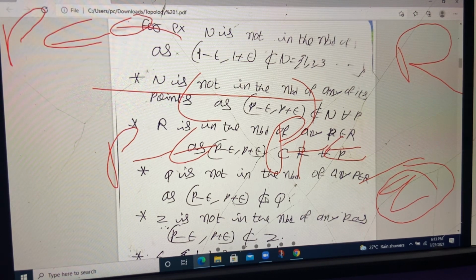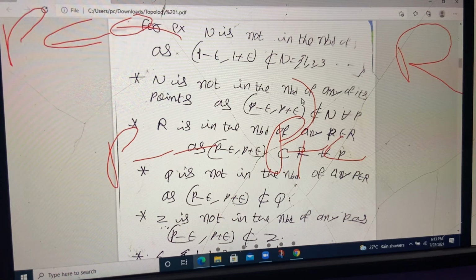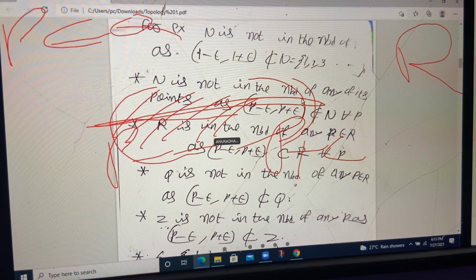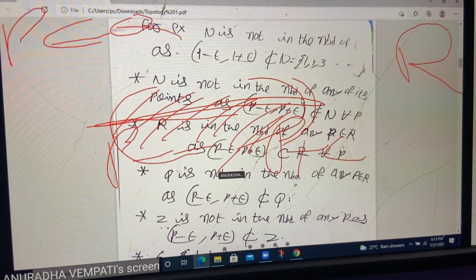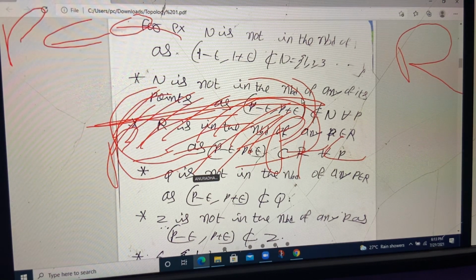Therefore, we say that this p minus epsilon and p plus epsilon, this open interval, contains infinitely many real numbers. I told you, whenever there is a gap, within the gap there will be infinitely many real numbers. Real numbers means it includes rationals as well as irrationals. Because what is the real number definition? The set of real numbers includes rationals as well as irrationals. So within this interval, it contains not only rationals, it contains irrationals also.